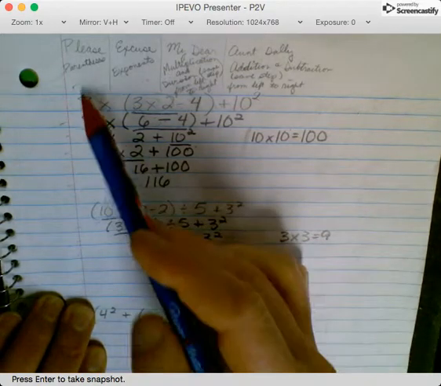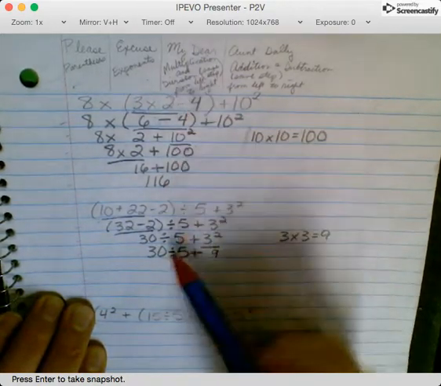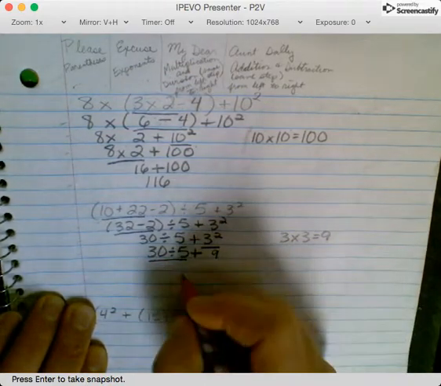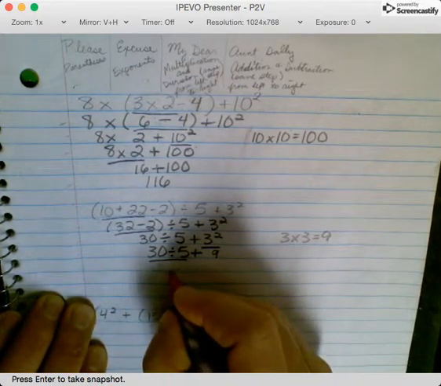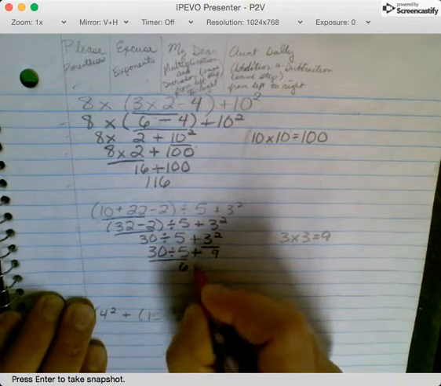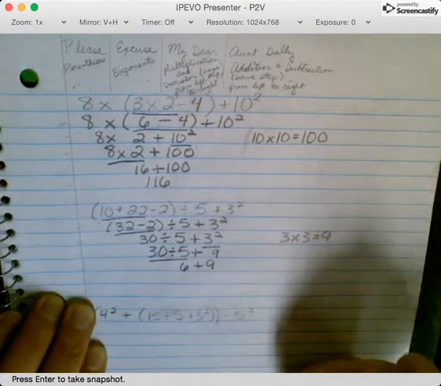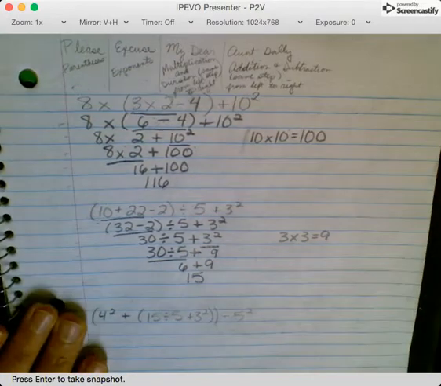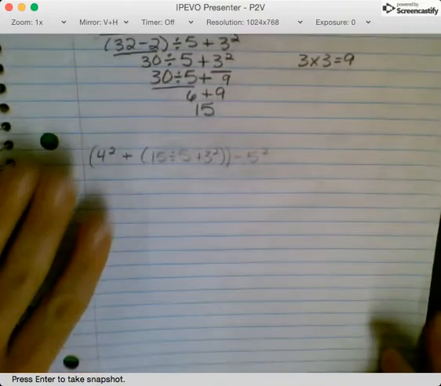Now I have please excuse my dear's multiplication and division. We have division, so we do that first. 30 divided by 5 is 6, and then I just rewrite plus 9, and 6 plus 9 is 15. So my answer to that one is 15. I'm going to move this up.